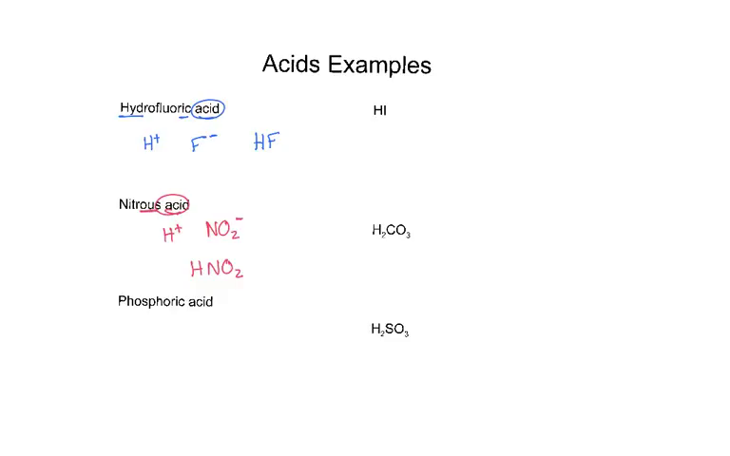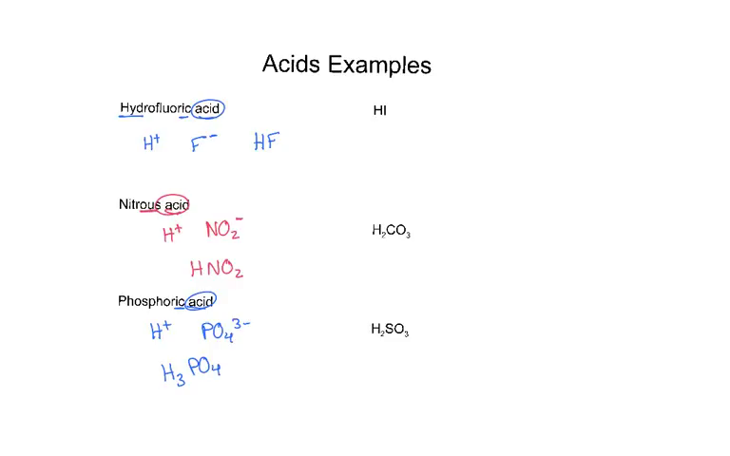Phosphoric acid. So ic acid without the hydro means it started with "ate," so phosphate. So phosphate is PO4, 3 minus. Acid means we have H pluses. So to make that neutral, you'd need 3 hydrogens and 1 phosphate, so it's H3PO4.